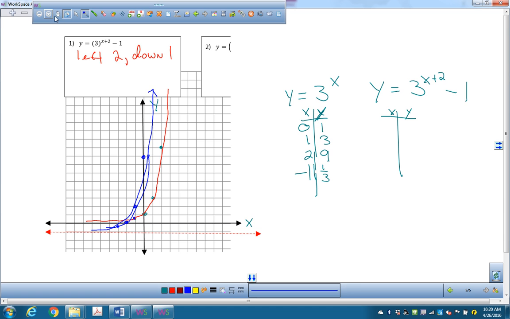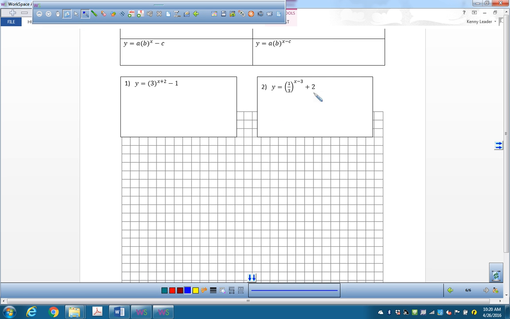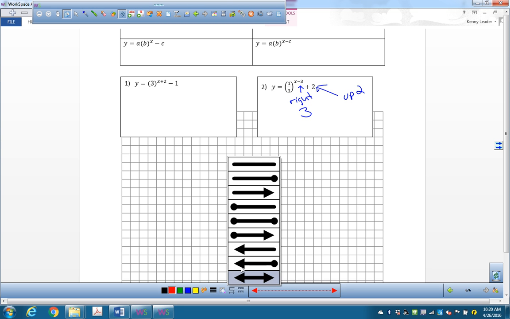I'm just going to look at the next one really quick. So say I were to do this graph, 1/3 to the x minus 3, what's it going to do to this graph? Which way is it going to move? What's this negative 3 going to do to it? Right. It's going to move it right 3, and what's this going to do to it? Up 2.